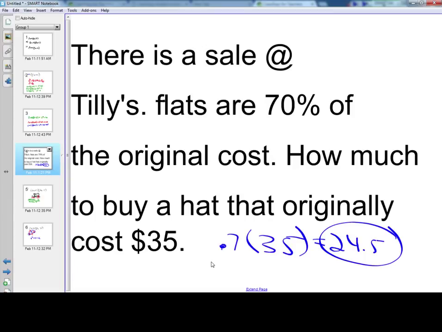So if I wanted to know what 70% of something is, it's even kind of in the words, right? I want to know what 70% of 35 is. 70% of means multiply. 35 equals my total. It's what I'm looking for. So fantastic job. 70% off.